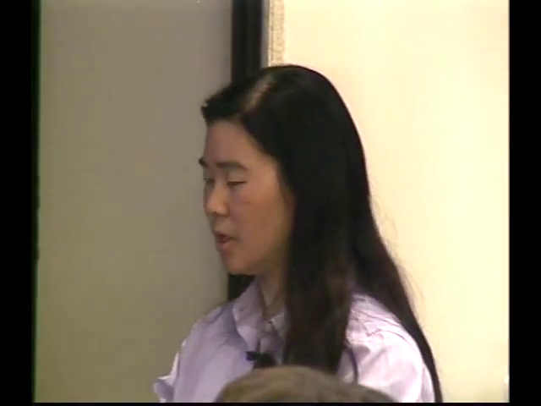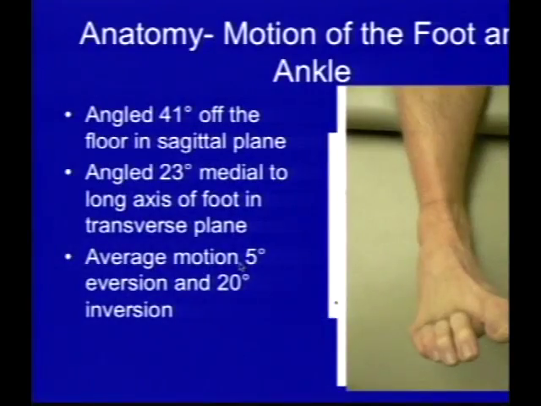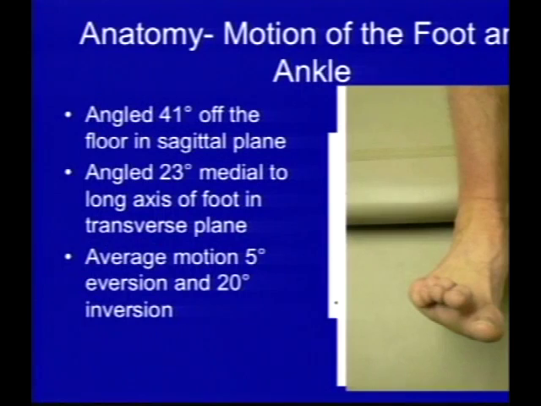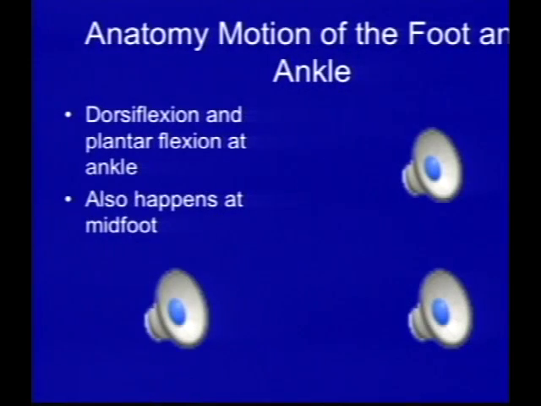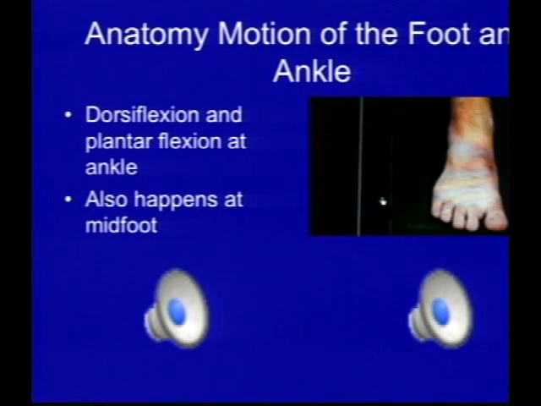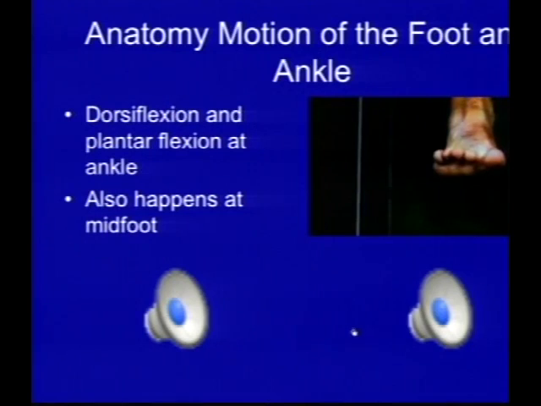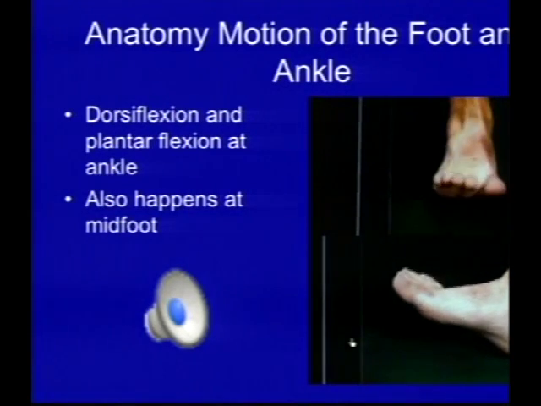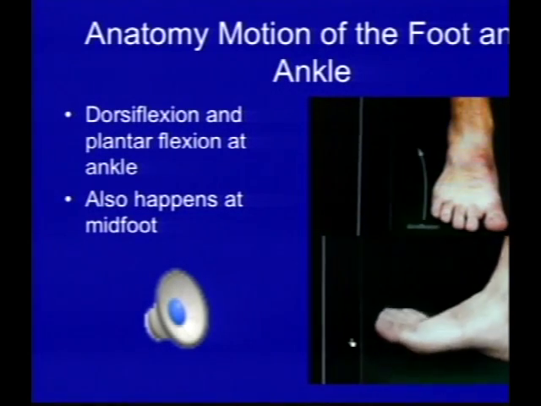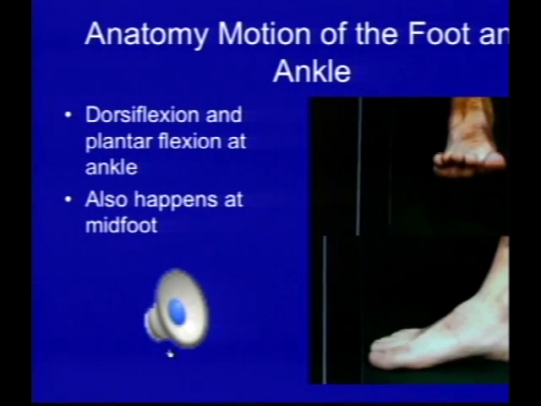So the average side to side motion of the foot is 5 degrees of eversion, that's this motion, and then 20 degrees of inversion, which is this, okay? And so what are the motions of the foot? Believe it or not, the foot can actually go up and down. That's called dorsiflexion. This is just a side view of that. It goes up, and that's called dorsiflexion of the whole foot.